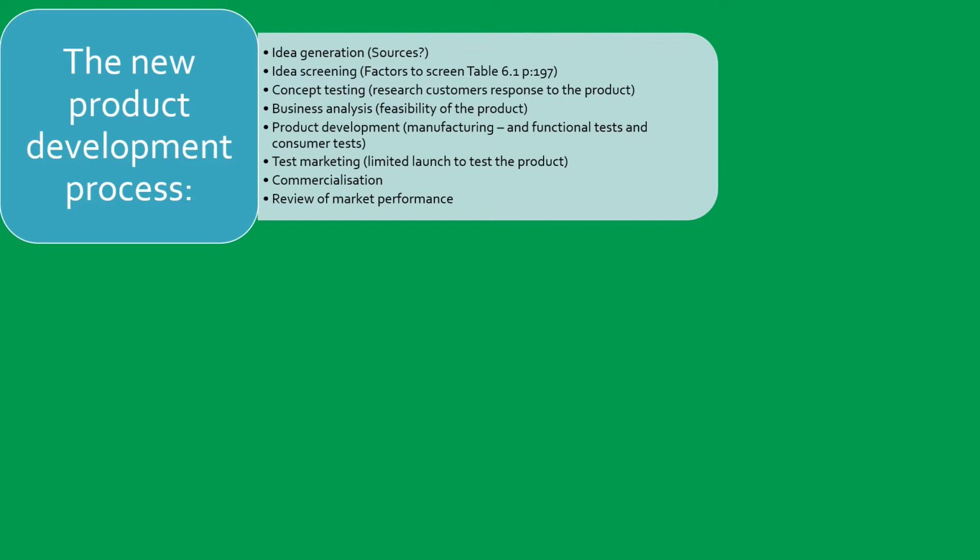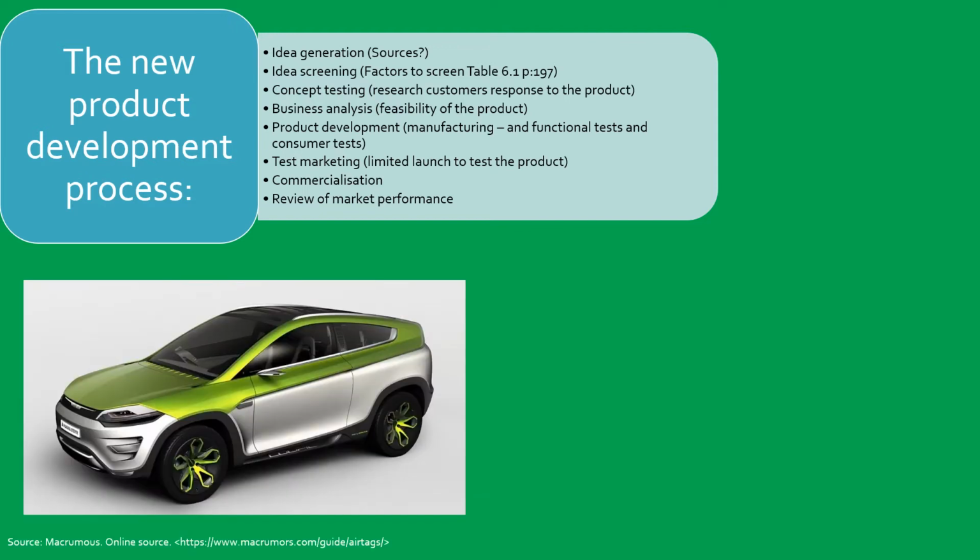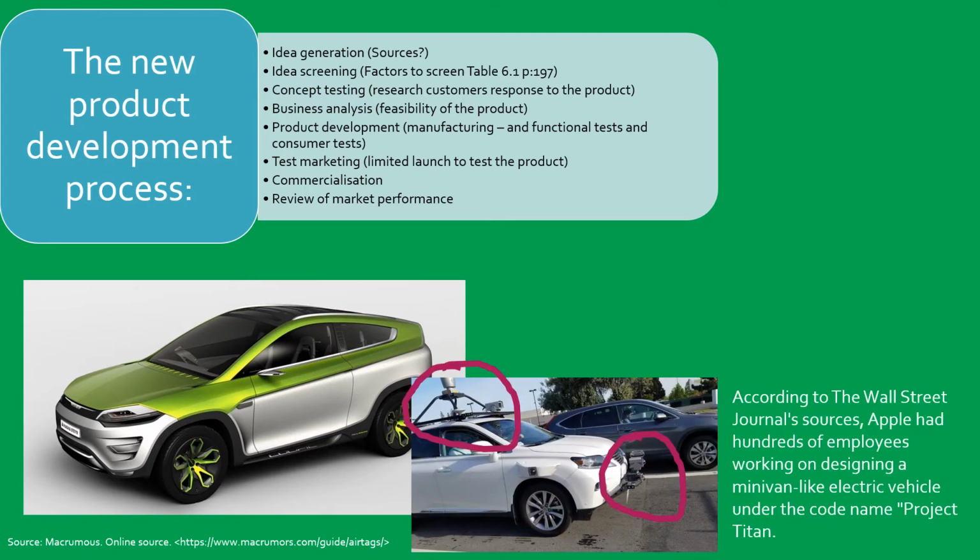Let's use an example from Apple to demonstrate this process. There were rumors at one stage that Apple was looking at making self-driven cars. However, more recently the rumors changed, and allegedly Apple is shifting the focus from building the actual car to building the software for self-driven cars. If you take a closer look at the picture on the screen, you will see the self-driving equipment installed on the car.